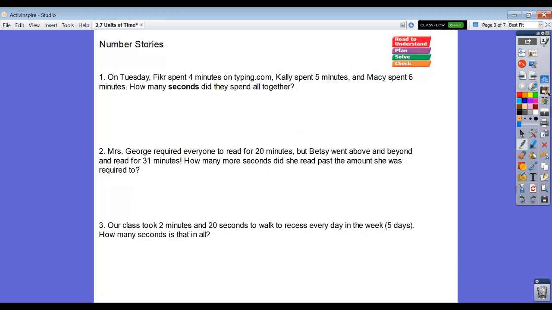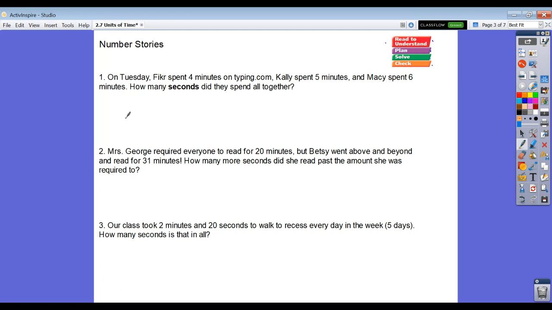So here are the number stories for you. Let's do one together, and then I'll have you pause and try the other ones on your own. So we have our steps to problem solving, and up here, read them with me. Read to understand, plan, solve, and check. Let's start by reading the first problem. On Tuesday, Feeker spent 4 minutes on typing.com, Callie spent 5 minutes, and Macy spent 6 minutes. How many seconds did they spend all together?